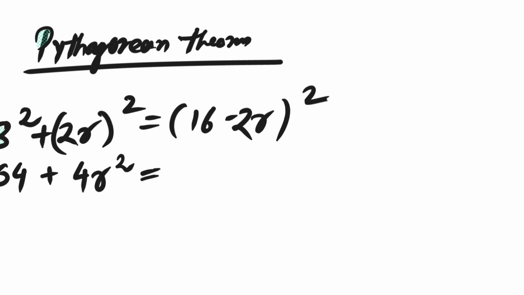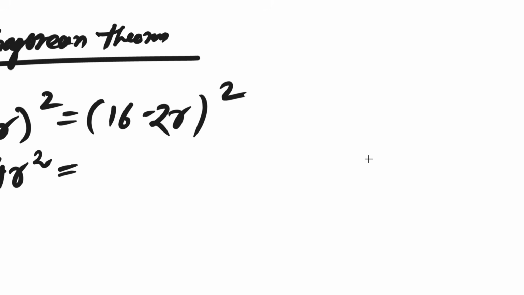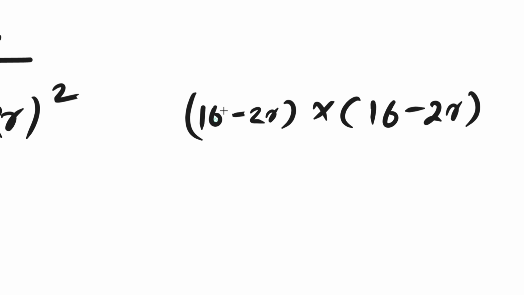On the right, we have the quantity (16 minus 2r) all squared. I have to be careful here because I cannot simply square 16 and square 2r separately and ignore the middle term. When we square a difference, we need all the terms. So I can multiply 16 minus 2r by 16 minus 2r.